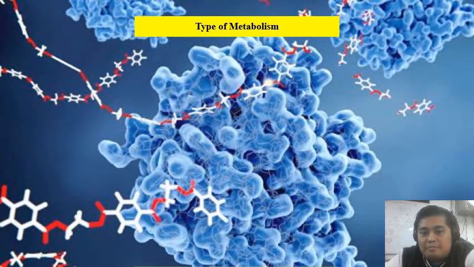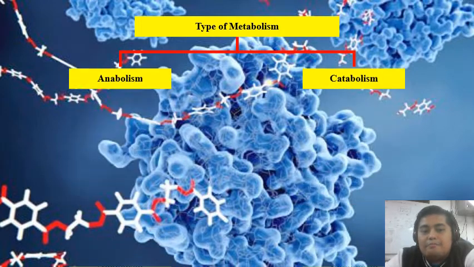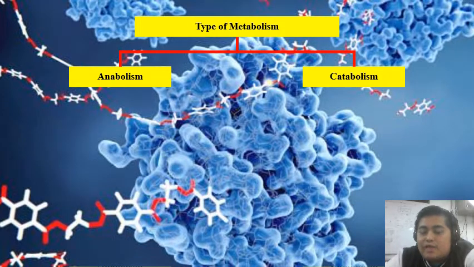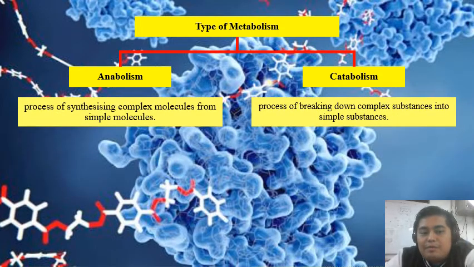Type of metabolism. So, metabolism is divided into two, which is anabolism and also catabolism. Anabolism refers to the process of synthesizing complex molecules from simple molecules, while catabolism is the process of breaking down complex substances into simple substances.